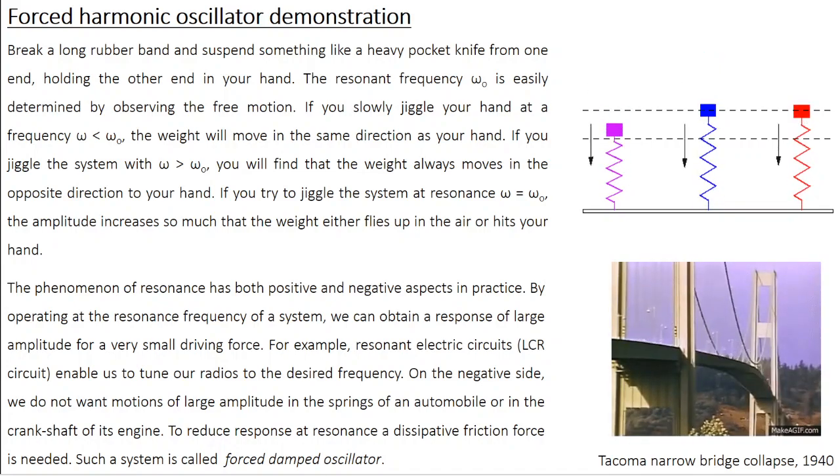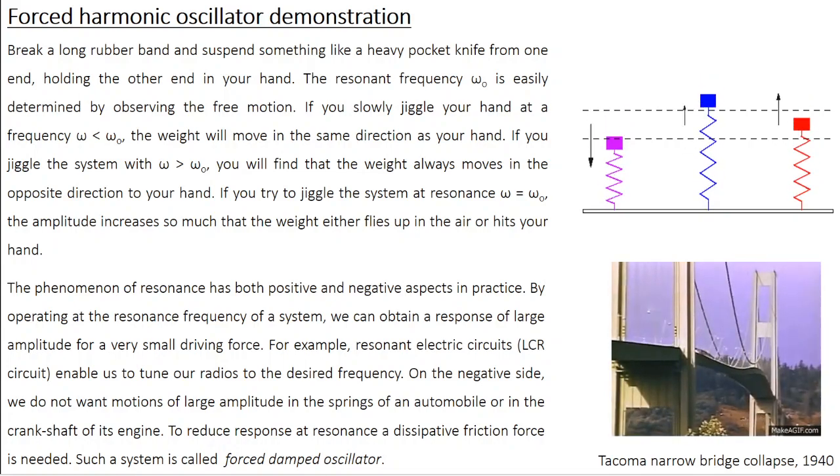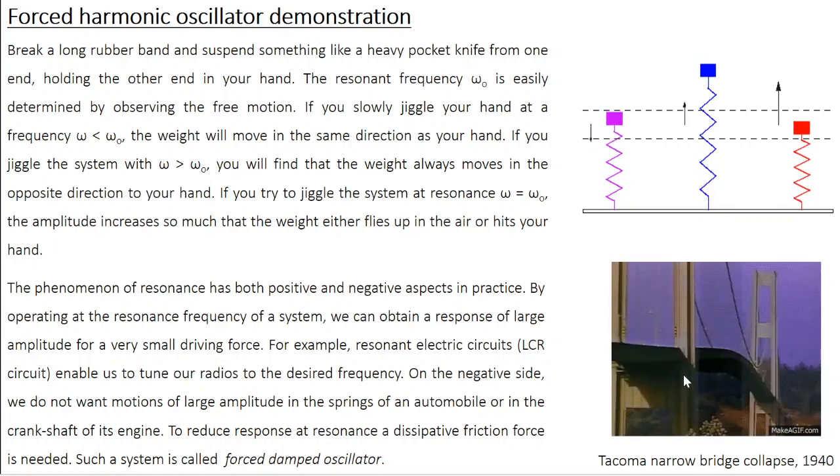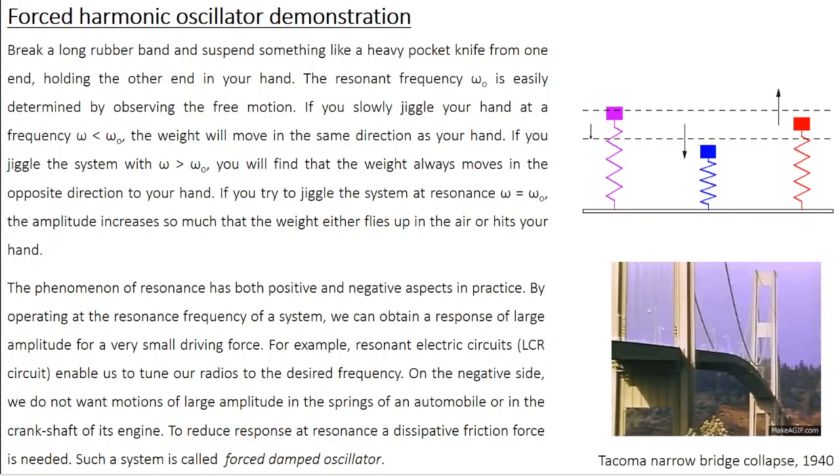What happened was, on that particular day, November 7, there was heavy wind in that area, and wind can act as an external driving force, right? And it so happened that the frequency of the wind and the natural frequency of this bridge matched. So the bridge went into resonance condition. It started oscillating with very high amplitude as shown in this schematic, and eventually it got destroyed on its own. This is a classic example of the negative effect of resonance in a forced harmonic oscillating system.